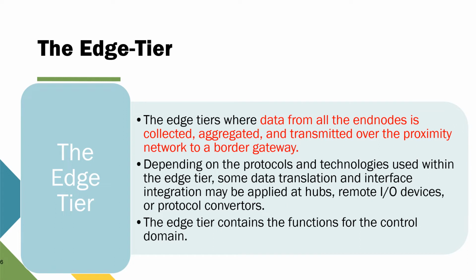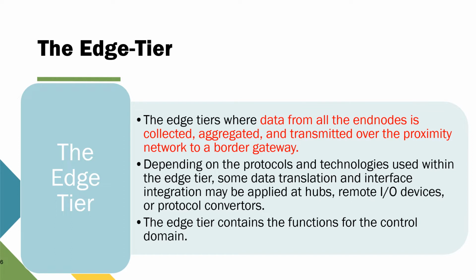Okay, so let's see the first tier, which is the edge tier. The edge tier is where all the data from all of the end nodes is collected, aggregated, and transmitted over the proximity network to a border gateway. Depending on the protocols, technology, and the type of sensor, they are using different languages, right? So this is where all the data is collected, and then it will be changed into a form that can be translated and analyzed later by the next platform.